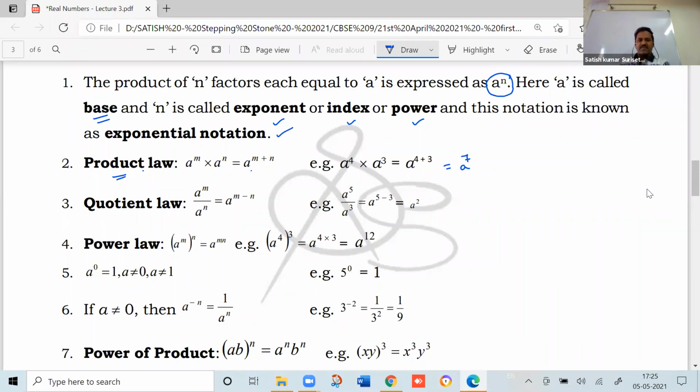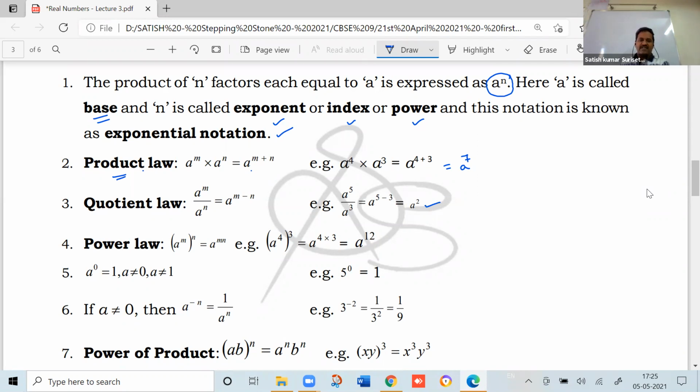a to the power of m upon a to the power of n equal to a to the power of m minus n. So whenever the bases are same, then you have to subtract the exponents. So a to the power of 5 upon a to the power of 3 equal to a to the power of 5 minus 3, which is same as a square.